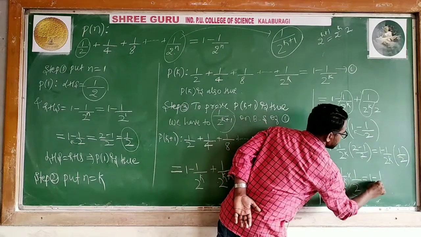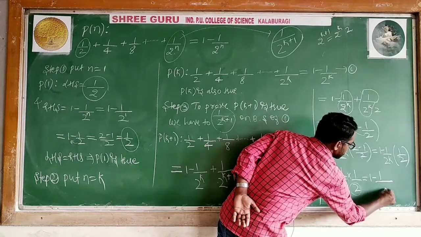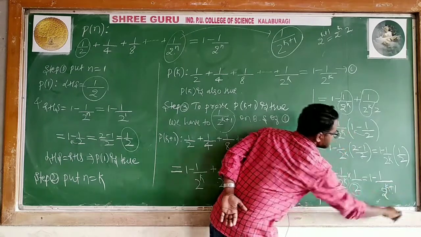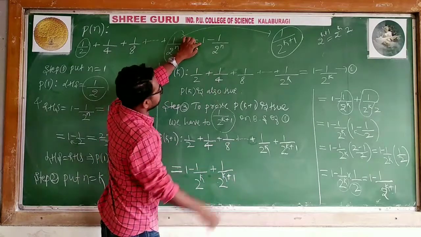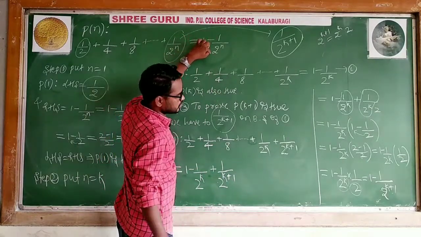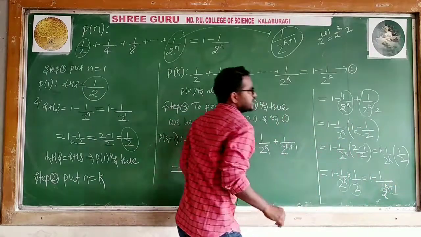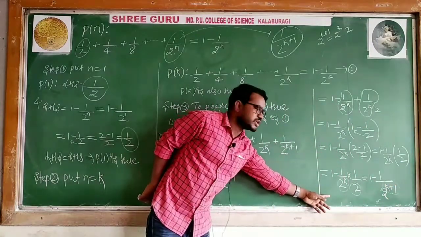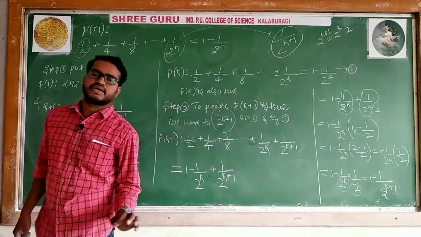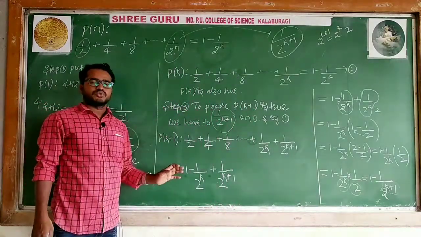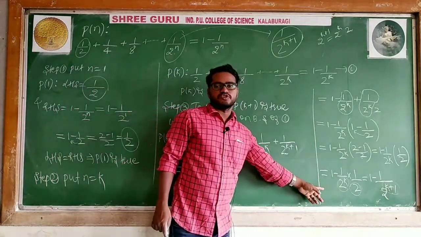1 minus 1 divided by 2 to the power what? K plus 1. What happens? 1 is there, minus 1 divided by 2 to the power n is what? K plus 1. What we will say? Therefore P of K plus 1 is also true. P of K plus 1 is also true means you can say the given statement is true for all natural numbers. This given statement is true for all natural numbers.